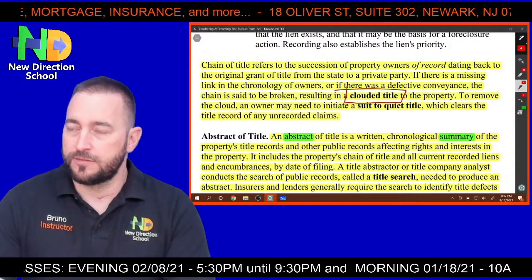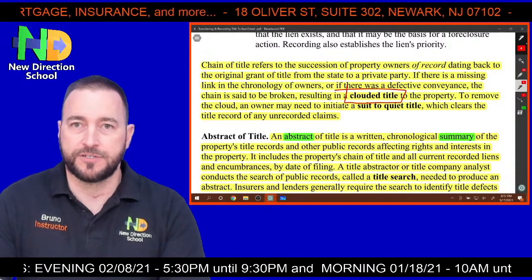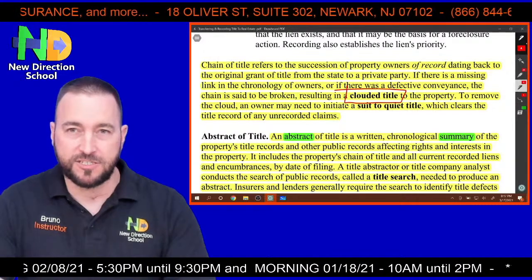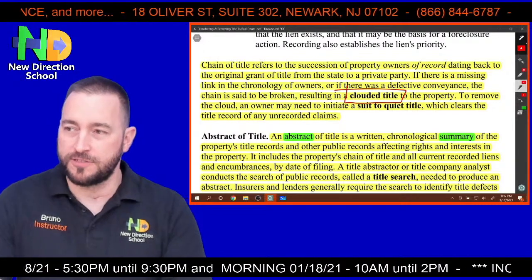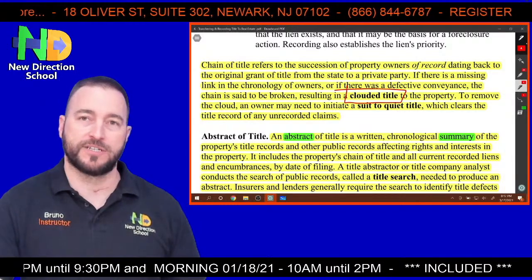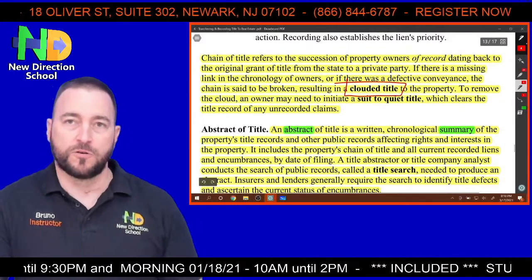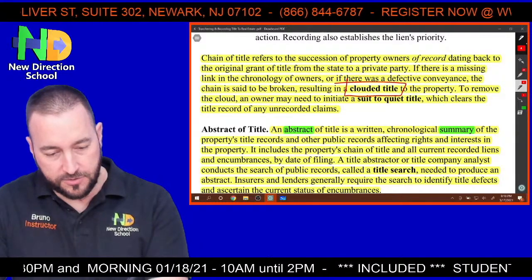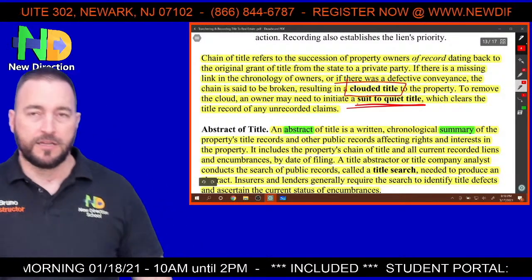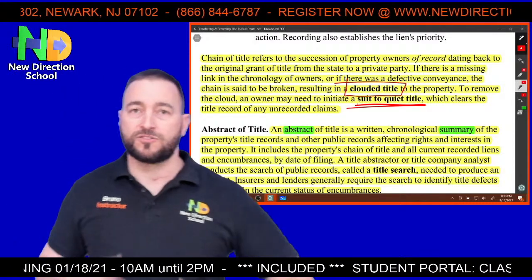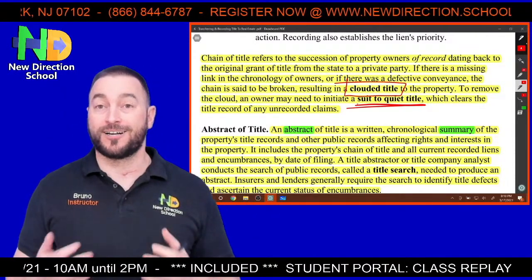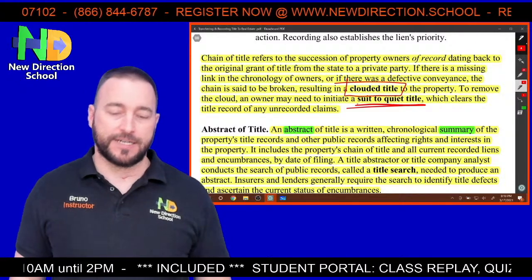You guys remember what a cloud is on the title? What is it called? Clouded title is what? It's a limitation, but what's the words that we use all the time? Encumbrance. Very good. So there's a clouded title, there's an encumbrance. Perfect. To remove the clouds, the owner may need to initiate a suit to quiet title. Okay? We call it a suit to quiet title because the title is noisy, has issues, it needs to be resolved. So it's a suit to quiet or clear the clouds on the title. Okay?